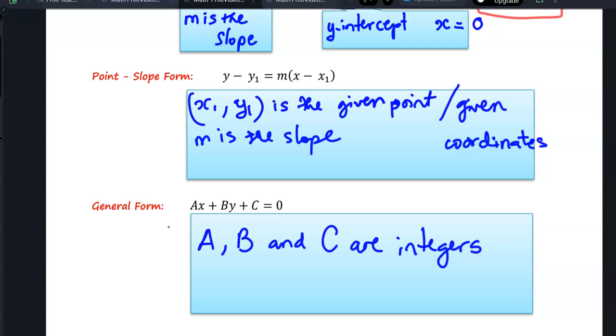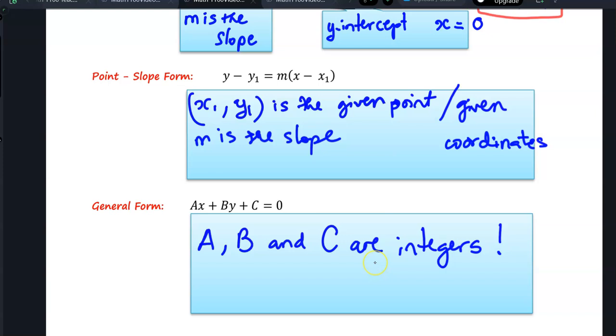So what do I mean by integers? Integers, that means you have whole numbers and they are positive or negative. So you cannot have a decimal. So you cannot have a fraction. Integers are like 1, 2, 3, -1, -2, -3, etc. Okay, so we already learned about integers. So when I mention integer, I hope everyone understands what they are.